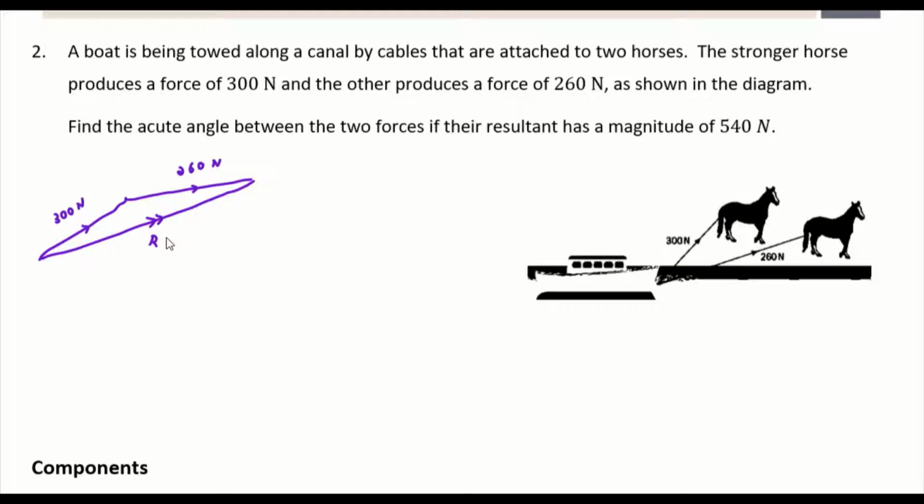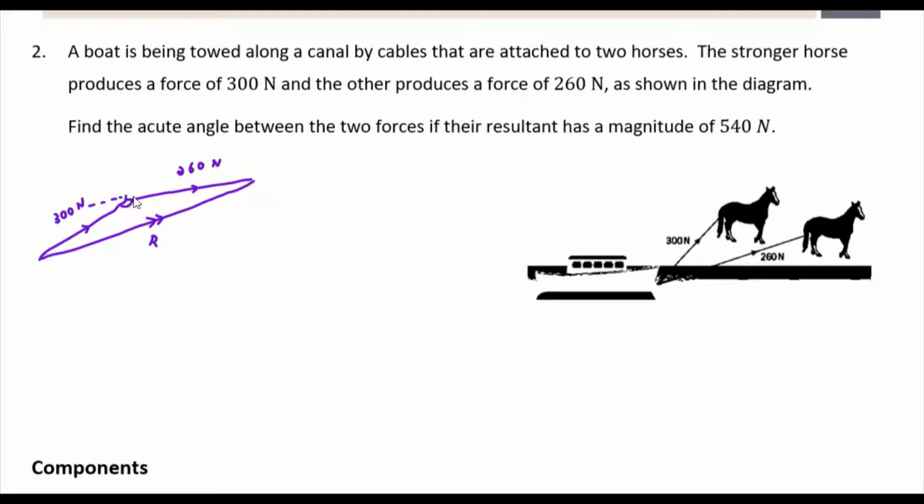The question wants me to find the acute angle between these two forces. So these are my two forces, right? From here you can obviously see that this is always going to give me an obtuse angle. So for me to find the acute angle, this is the first force, second force, the acute angle actually happens here.